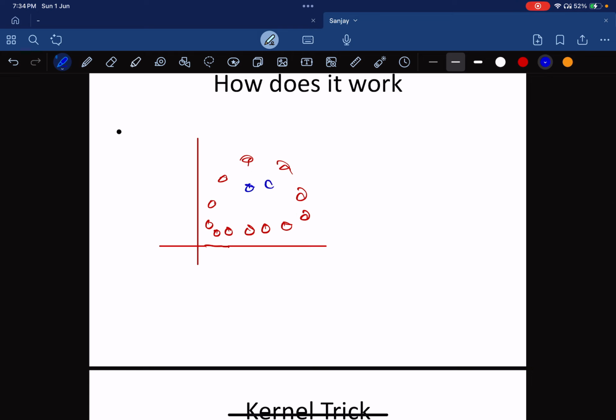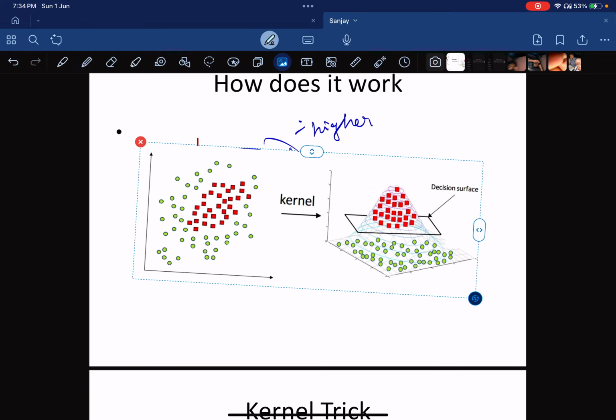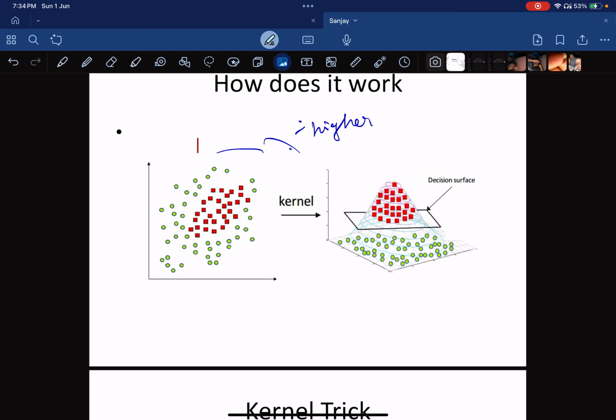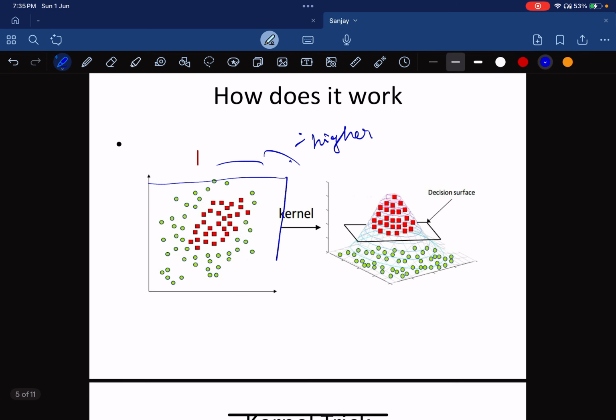So in this case, we use a function called the kernel function, so that the kernel function transfers this data into a higher dimension. In the higher dimension, we can linearly separate these classes. For example, this is an array. Let's take this as an input. If I plot the graph, it looks like this.